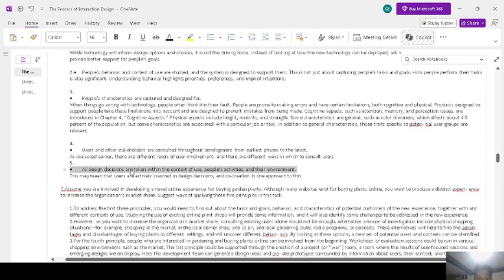And then fifth, all design decisions are taken with the context of use, people's activities, and their environment. This may mean that users are actively involved in design decisions, and co-creation is one approach to this. So it's an iterative process. You're not just considering one system. So you're trying to take a system-based design approach.